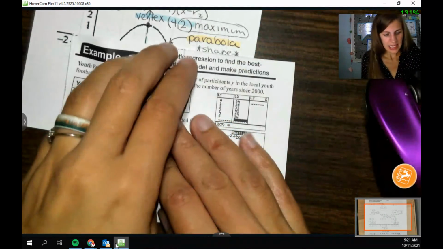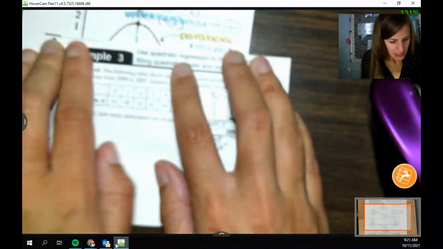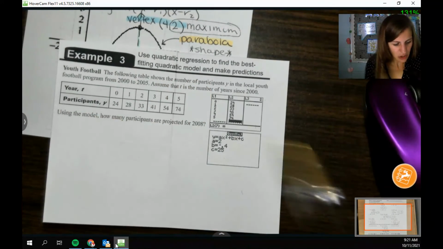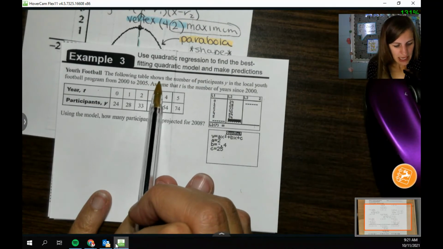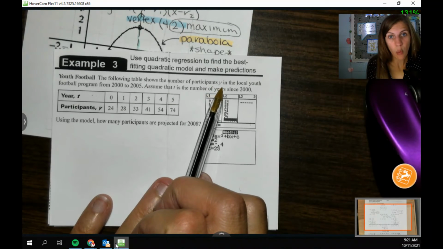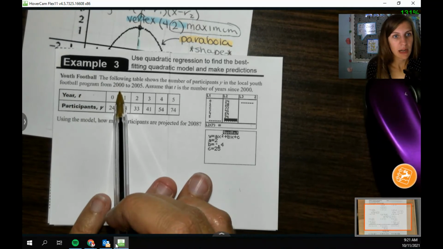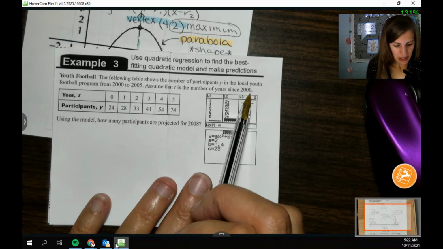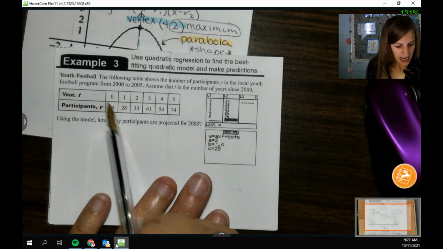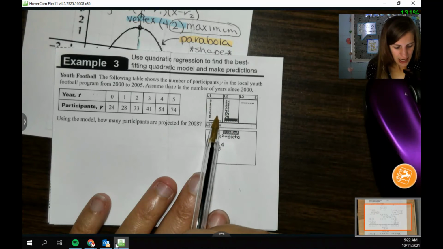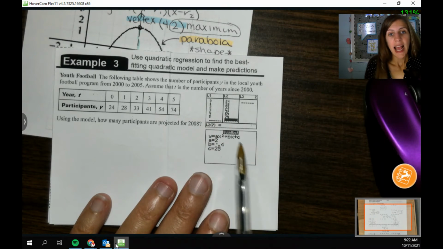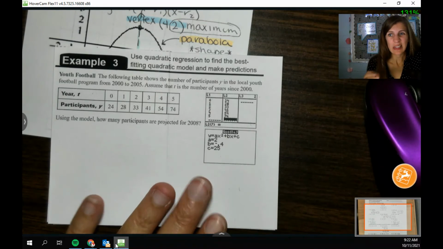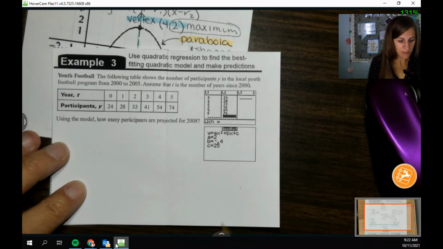Okay, last but not least, this one's kind of a better one anyways. Use quadratic regression to find the best fitting quadratic model and make some predictions. So, youth football: the following table shows the number of participants Y in the local football program from 2000 to 2005. Assume that T is the number of years since 2000. So we have this lovely table here, and they already set it up over in here for you. And my calculator already magically spit out the answer. But again, we could use Desmos and type in this table.